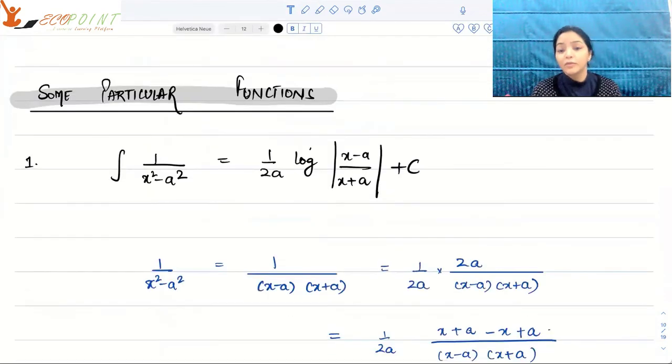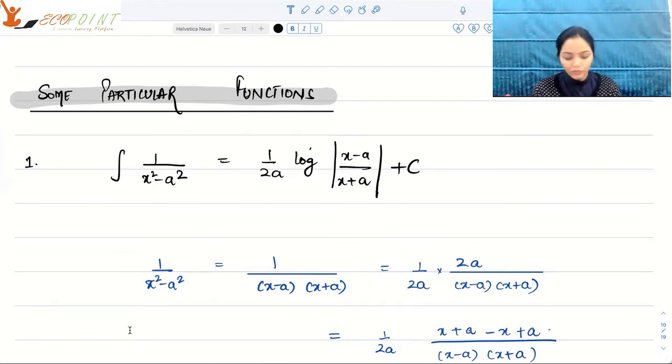Now we were talking about some particular functions, right? I was talking about some particular functions in the previous, just few questions back. So the first case that I had taken up, let me take that up. The integral of 1 upon x square minus a square is 1 upon 2a log of modulus x minus a upon x plus a plus c. Now how do we get that?